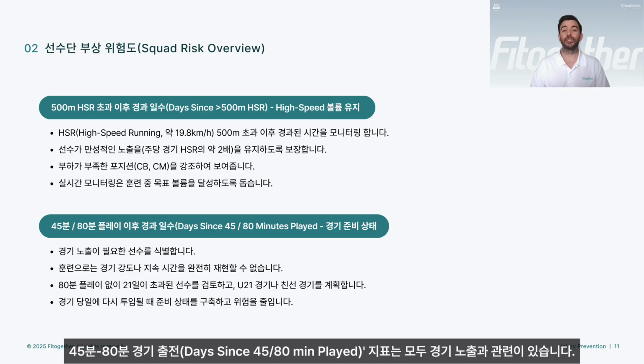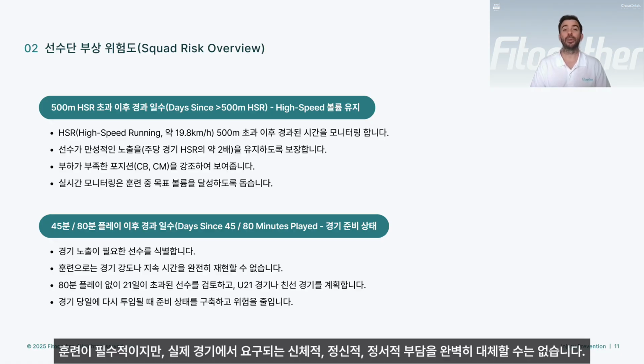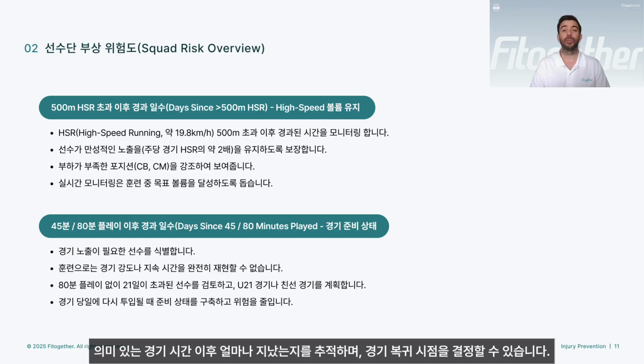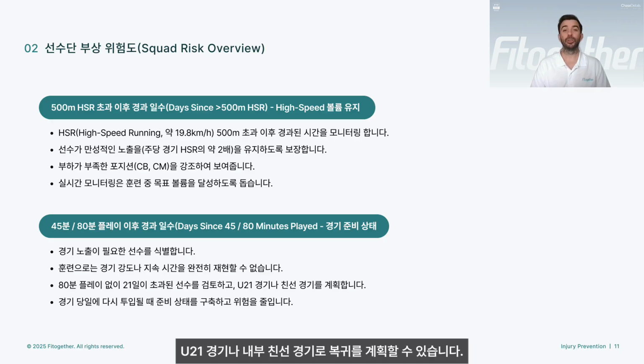The indicators number of days since 45 and 80 minutes played are all about match exposure. Training is essential, but it can never perfectly replicate the physical, mental, and emotional demands of a real game. The 45-minute mark is great for players returning from injury or building fitness. It helps you track how long it's been since they've had meaningful match time and decide when they might need a controlled reintroduction, maybe through an under-21 match or internal friendly.